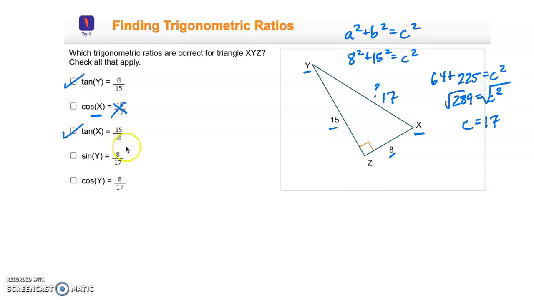That is correct. Now we're looking at sine of Y, so we're back up to this angle. Sine of Y is opposite over hypotenuse, 8 over 17. That one is correct. And the cosine of Y, because this is not a 45 degree triangle, I can tell you those two are not equal, because the only time we're going to have sine and cosine be equivalent is if we have the angles equal, and they're not. So we know that that's not true, and the cosine should actually be 15 over 17, which is adjacent.